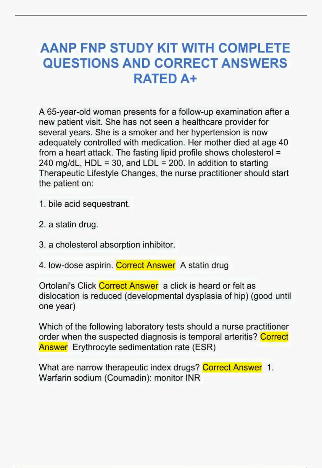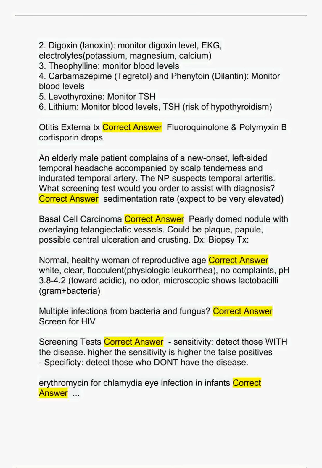What are narrow therapeutic index drugs? Correct answer 1. Warfarin sodium, Coumadin, monitor INR. 2. Digoxin, Lanoxin, monitor digoxin level, EKG, electrolytes, potassium, magnesium, calcium.